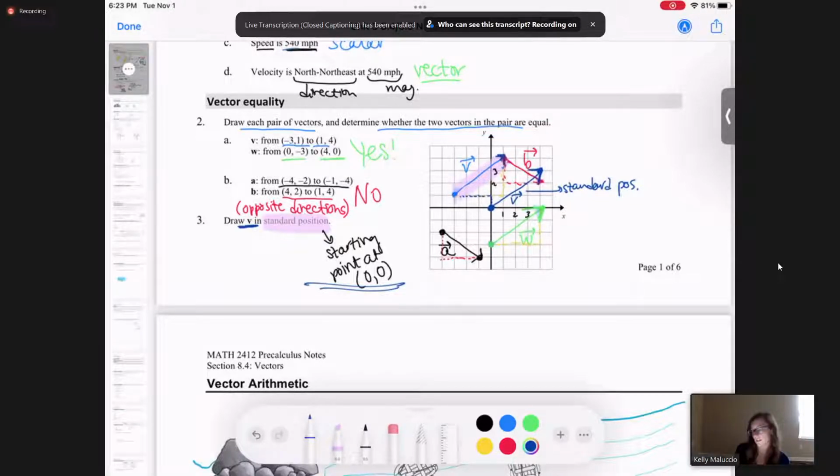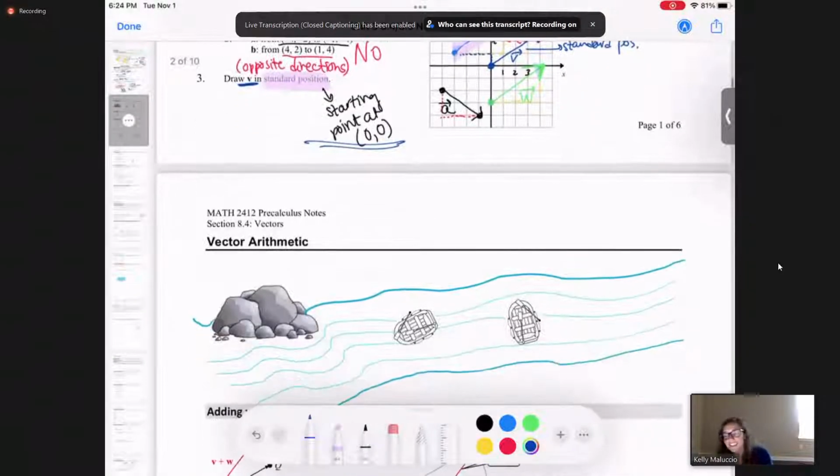Okay, so hopefully that's clear. That's how to draw vectors, how to see if they're equal, and how to change them to standard position. Sometimes if you really have no idea what's going on, you can change all your vectors to standard position, and then you can see what the differences are in lengths, in direction, anything like that. Okay. Now looking at this next thing, vector arithmetic.